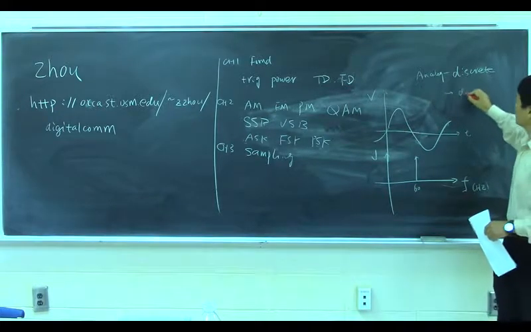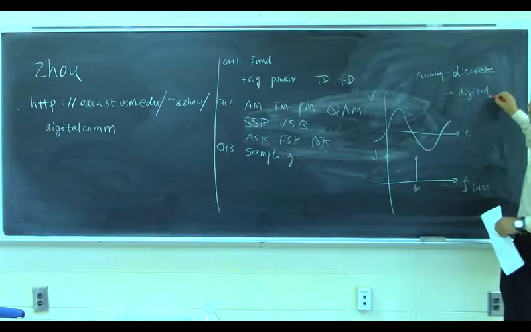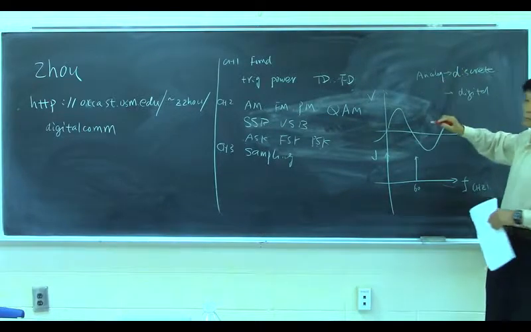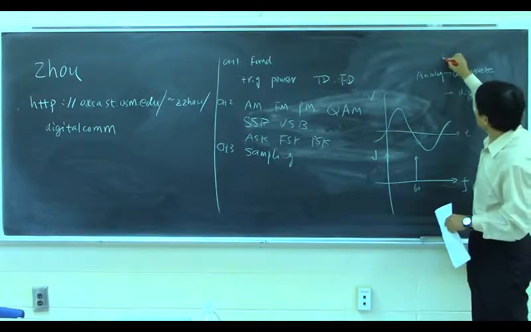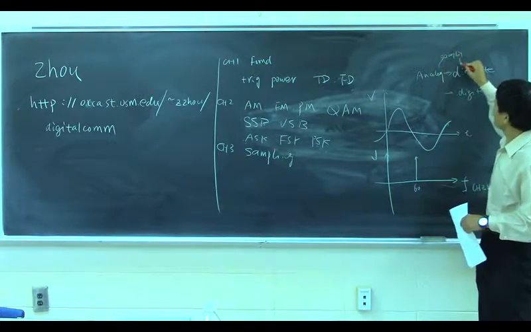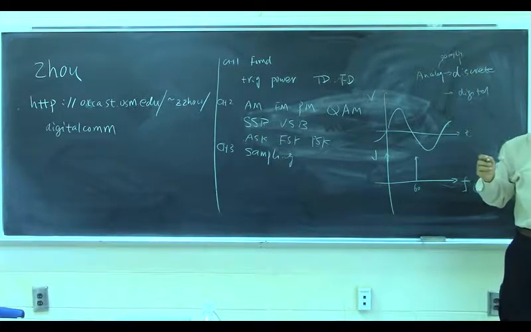Then the next one is digital. So from analog to discrete, this process is called sampling. Through sampling, we got discrete. So how to do this?